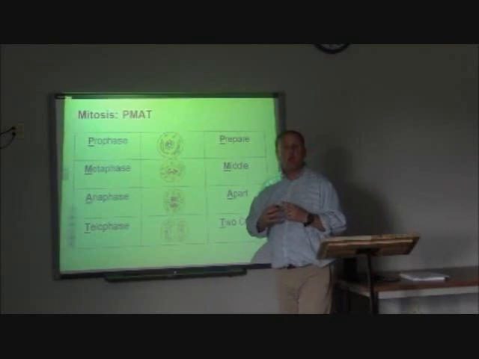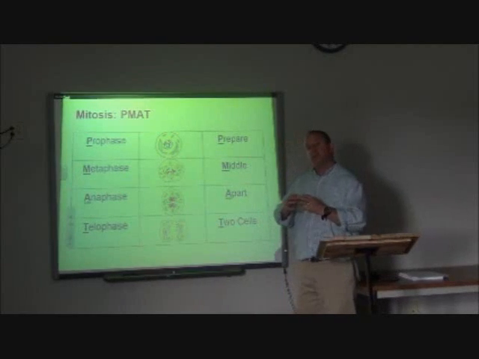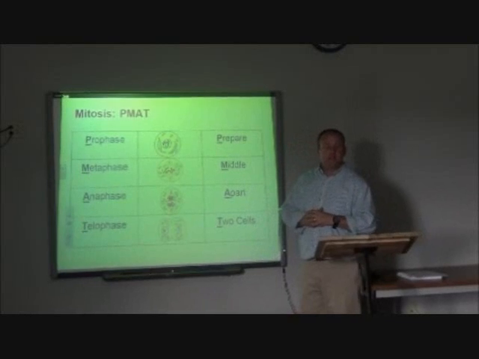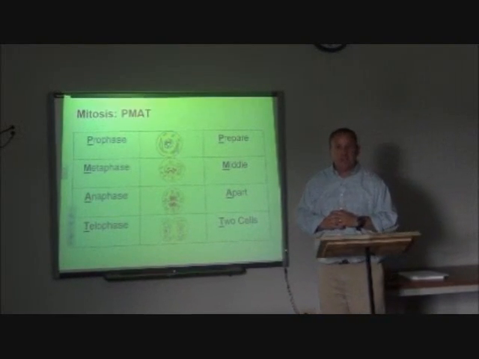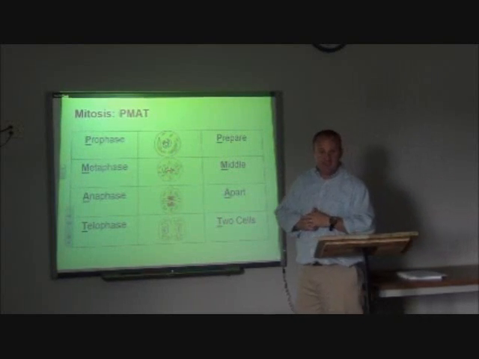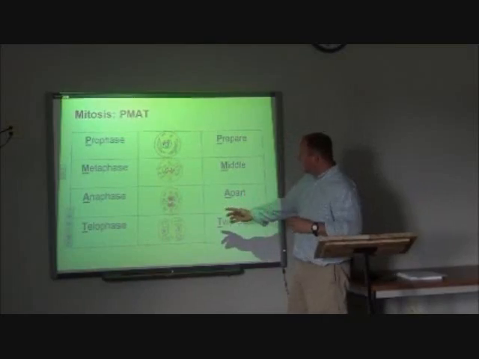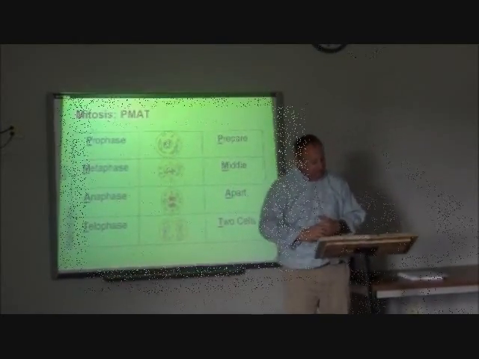A is for apart during anaphase. You've got this cell here. They start to slowly split apart to begin to come into 2 different cells. And then the last letter T is for 2 cells during telophase. This is when the cells actually have split apart and have formed 2 new cells.